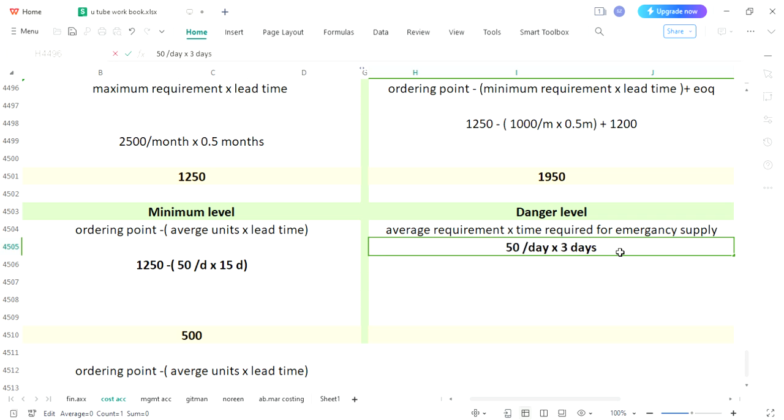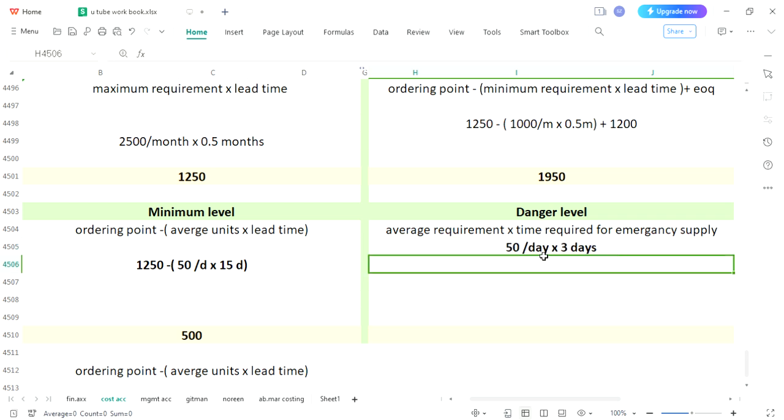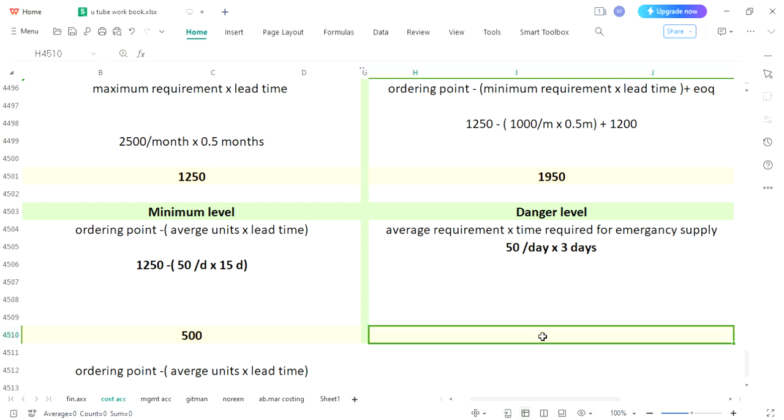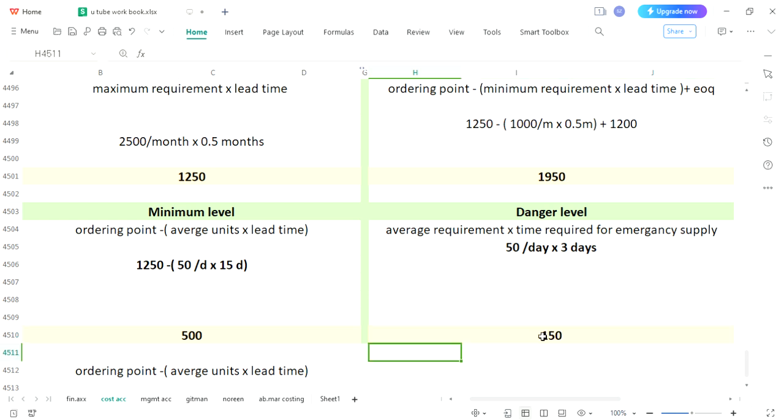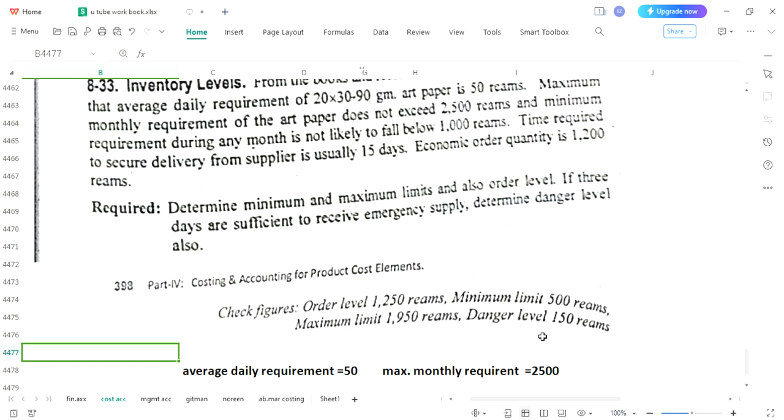Okay, the good thing is average requirement is already in terms of days, and time is also in terms of days. Both are synchronized and in calculable form. We don't have to change it or alter it. What we will do, 50 multiplied by 3, so we have got our answer 150. Let's go back and you can see danger level is 150 reams.